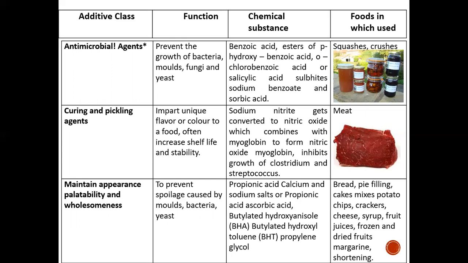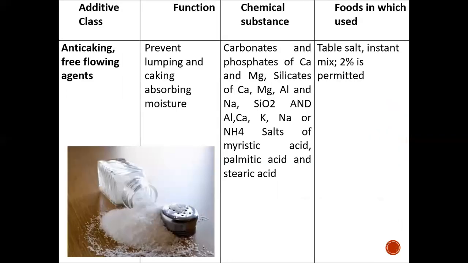So sometimes certain things are added to increase their appearance, so that they appear completely whole. Certain food additives like propionic acid, calcium and sodium salts of propionic acid, ascorbic acid. Then butylated hydroxyanisole, BHA, which you must have seen in certain foods, can be used. Certain syrups, fruit juices, frozen dried fruits, etc. These are used.